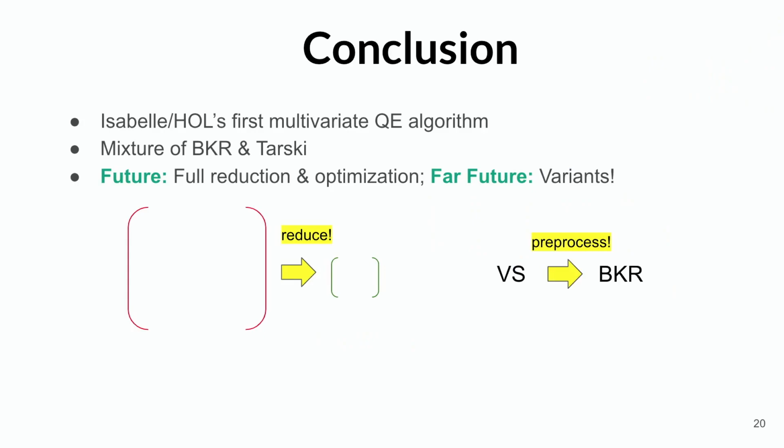All right, so in conclusion, we have formalized Isabelle/HOL's first multivariate quantifier elimination algorithm. It is a mixture of BKR and Tarski. We target this potential sweet spot between computational complexity and ease of verification. In the future, we'd like to add in the full reduction of BKR. We'd also like to aggressively optimize our formalization. And in the far future, we're interested in looking at variants of BKR that have very compelling parallel complexity bounds.